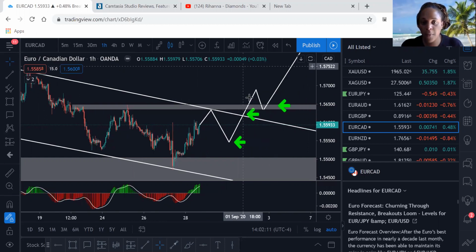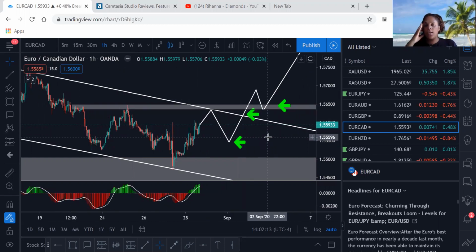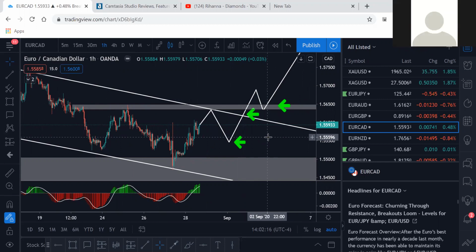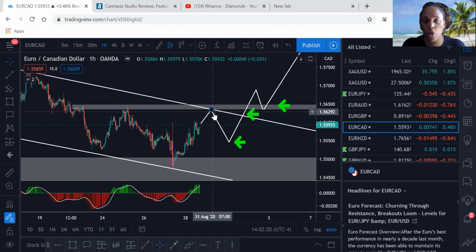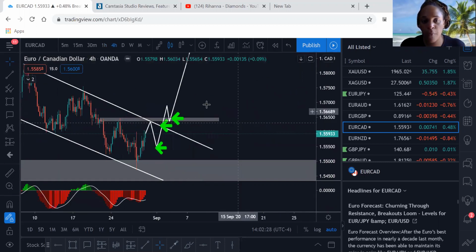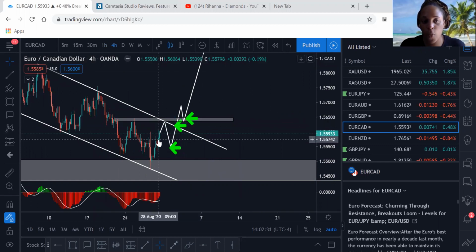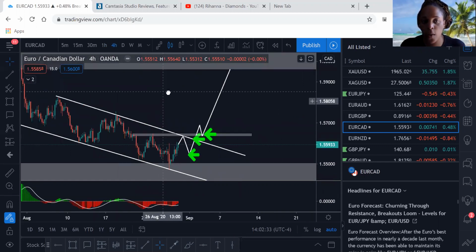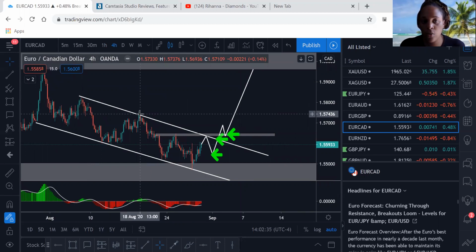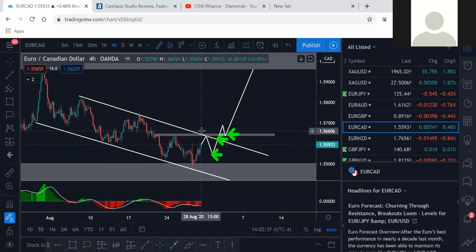So something like this will give you a good idea of where to look for possible entries. So you know, okay, this is not going to break yet. If we're looking at the channel, this is not going to break as yet. When it comes back up here, it's not going to break. Why? Only 2 touches on the trend line.